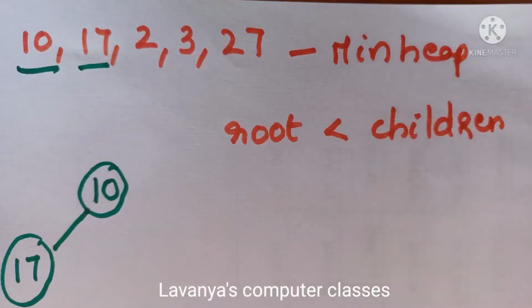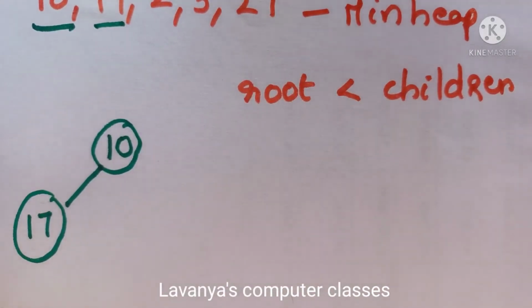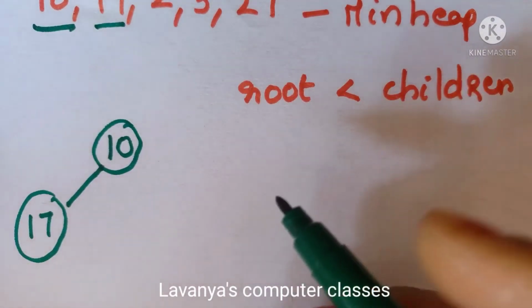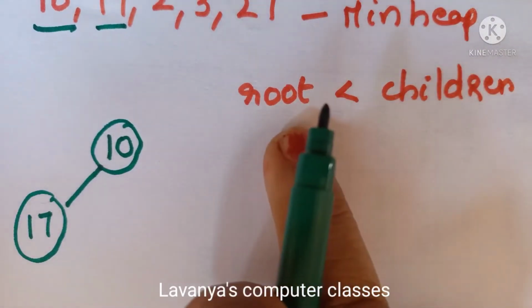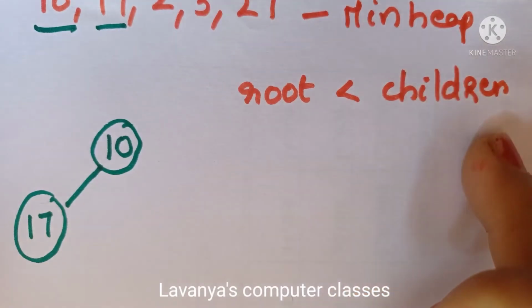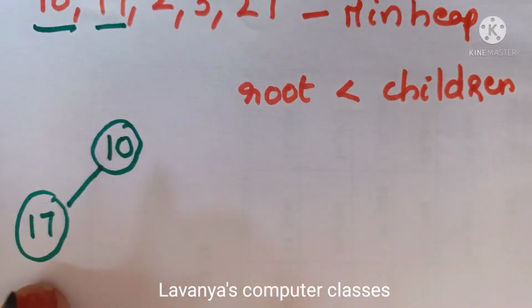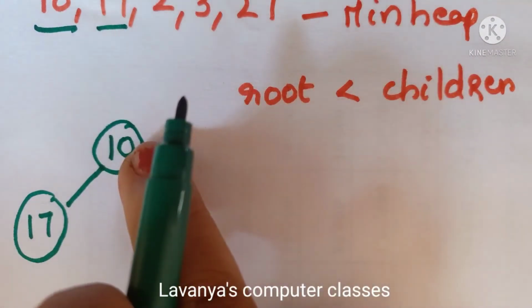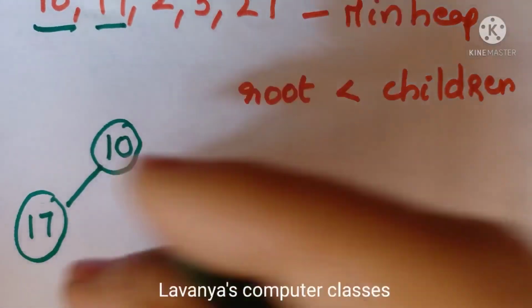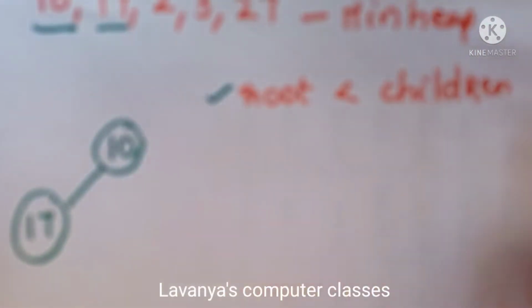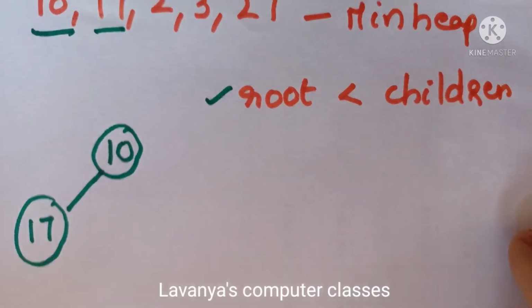After adding the new element, again check the min heap property. What is the min heap property? The root node is always smaller than its children nodes. Here root is 10 and the child node is 17. So root node 10 is smaller than 17. So it obeys the property of min heap. So no problem, leave it.